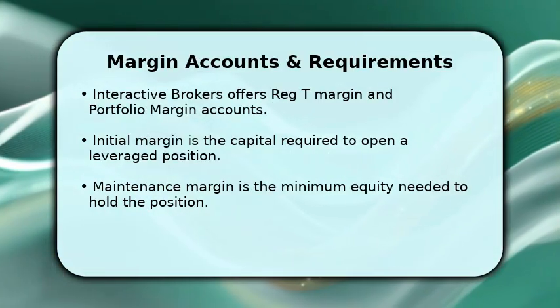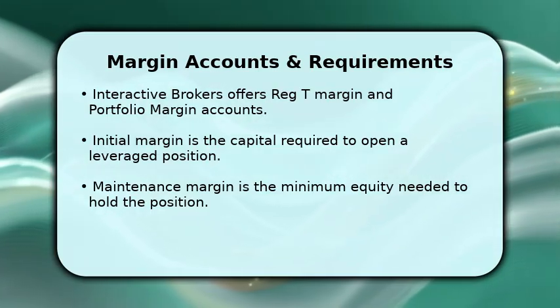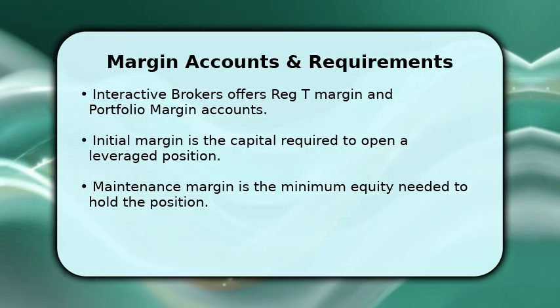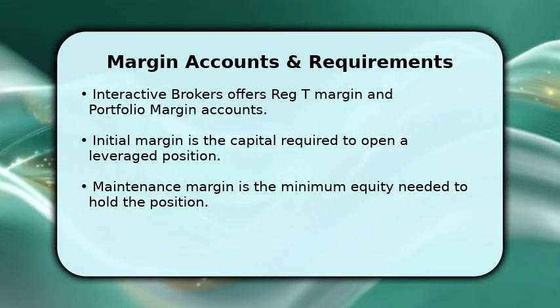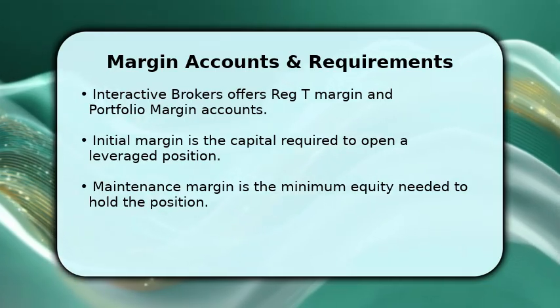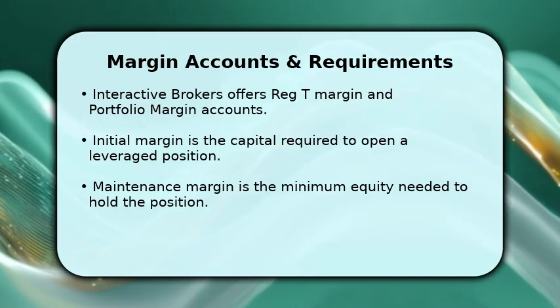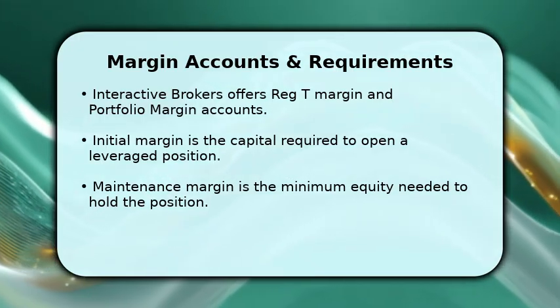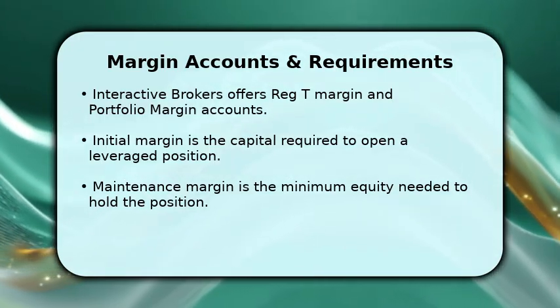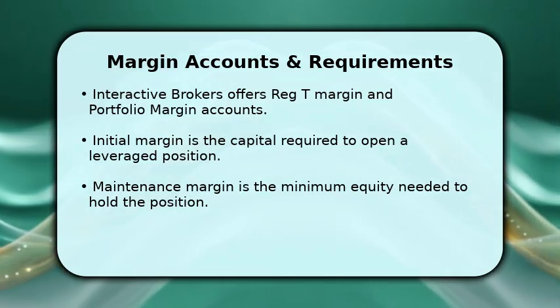Interactive Brokers offers different margin account types, such as Reg T and portfolio margin, each with distinct requirements. Initial margin is the capital you need to open a leverage trade, while maintenance margin is the minimum equity required to keep it open. You can view specific margin requirements for each instrument directly within the trading platform. Understanding these figures is essential for managing your exposure effectively.